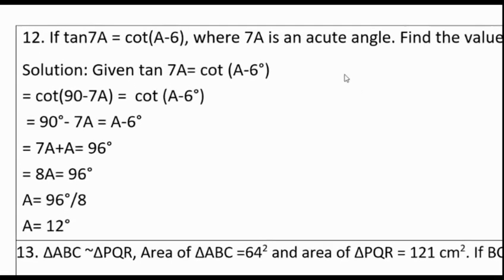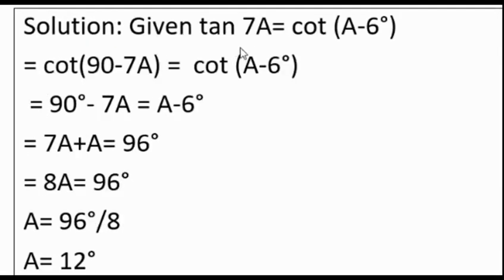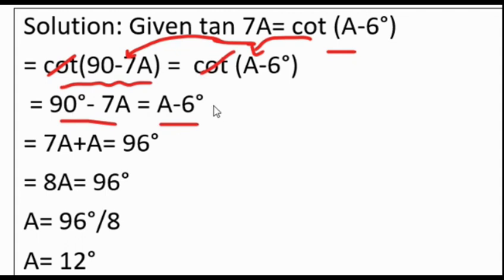Moving on to the 12th question. If tan 7A is equal to cot A minus 6, then find the value of A. Tan 7A can be represented as cot of 90 minus 7A because this is a complementary angle. So tan 7A and cot of 90 minus 7A are one and the same. Replacing the right hand side as it is, cot of A minus 6. So cot will be cancelled on either side. 90 minus 7A is equal to A minus 6.